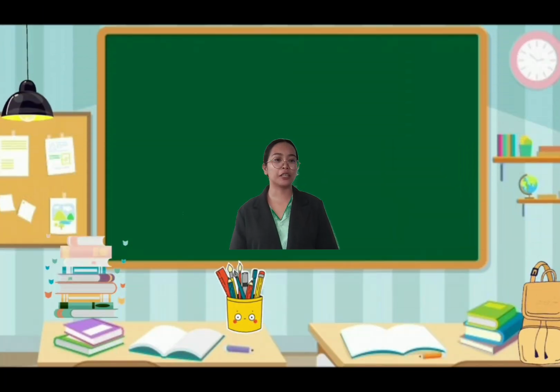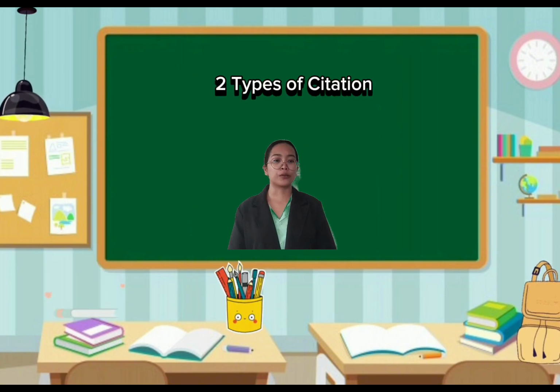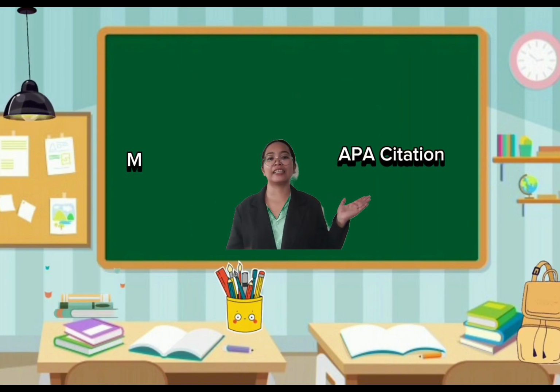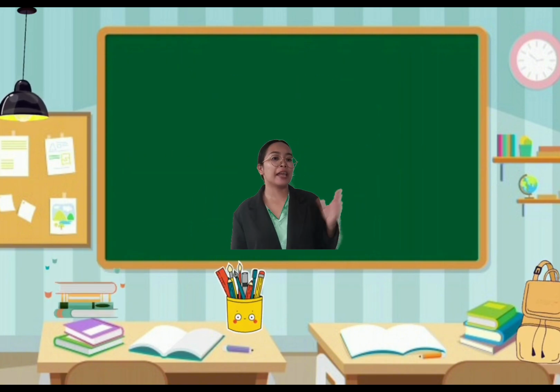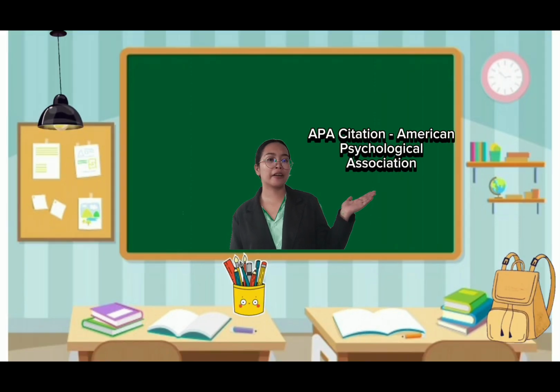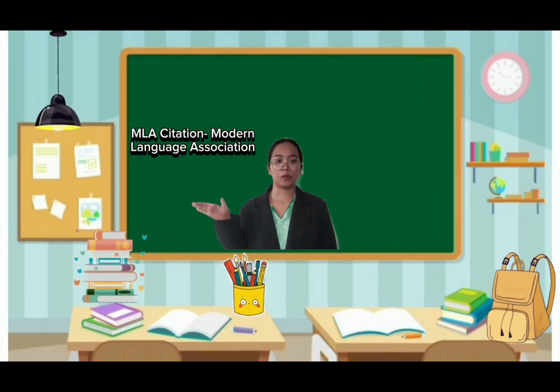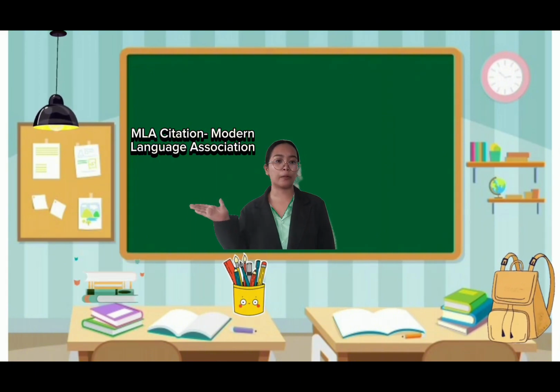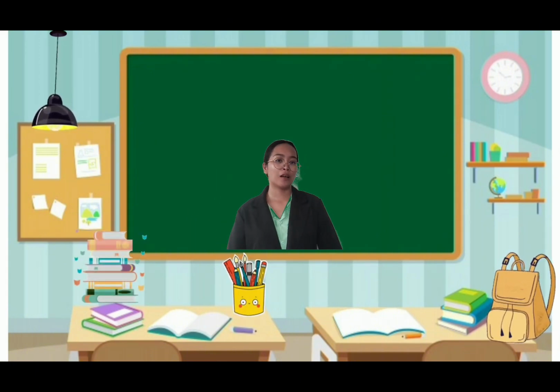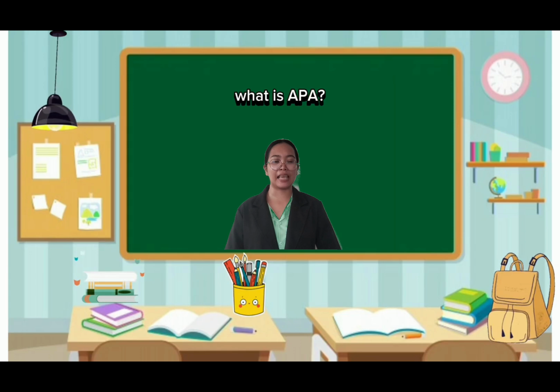Did you know that there are two types of citation, which are the APA citation and MLA citation? The APA citation stands for American Psychological Association, and the MLA citation stands for Modern Language Association. So, let's tackle first what is APA.